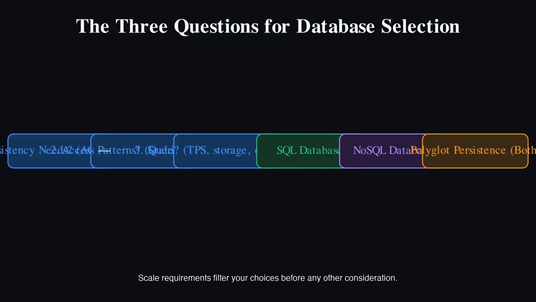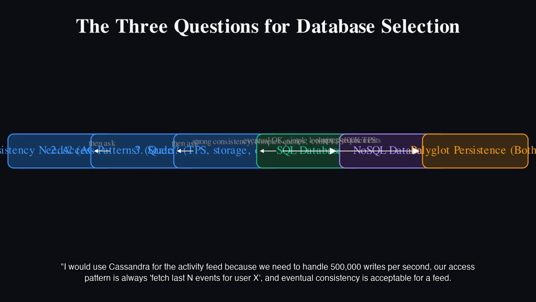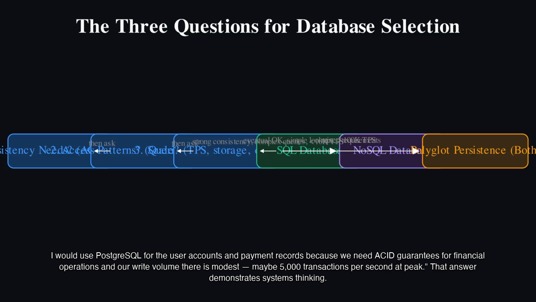After asking these 3 questions, state your choice and defend the trade-offs explicitly. I would use Cassandra for the activity feed because we need to handle 500,000 writes per second. Our access pattern is always fetch last n events for user X, and eventual consistency is acceptable for a feed. I would use PostgreSQL for the user accounts and payment records because we need ACID guarantees for financial operations, and our write volume there is modest, maybe 5,000 transactions per second at peak.